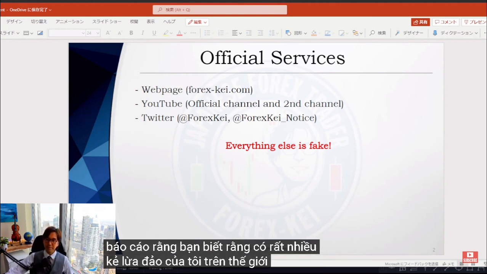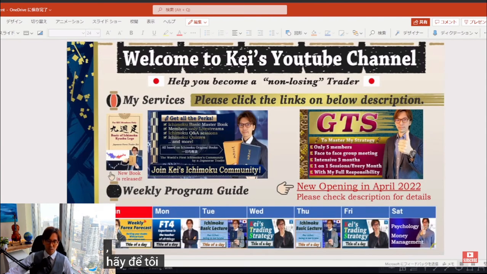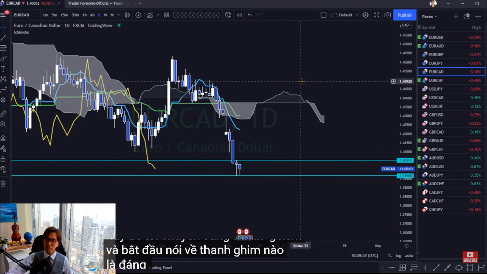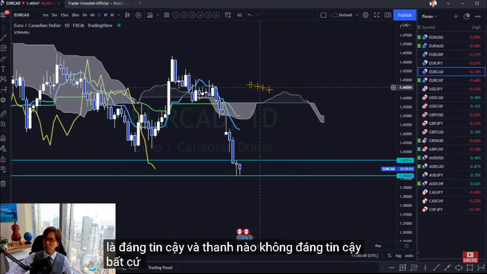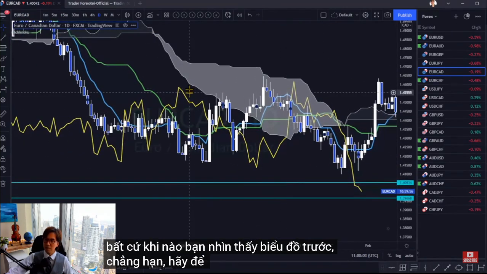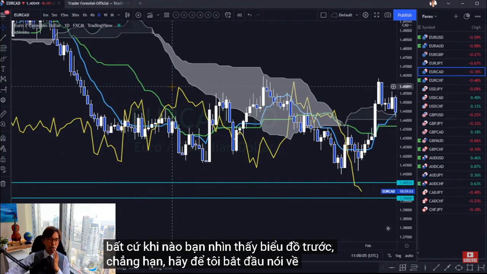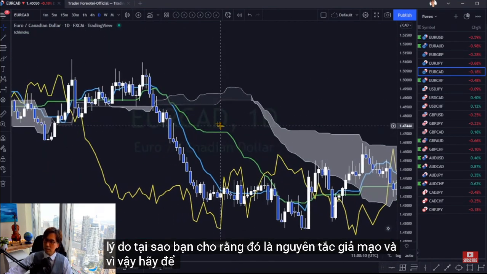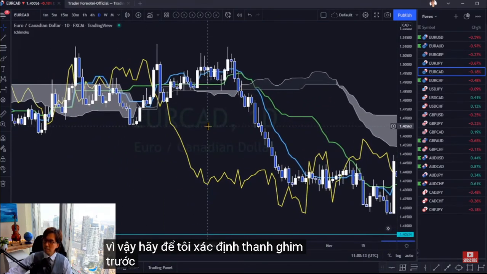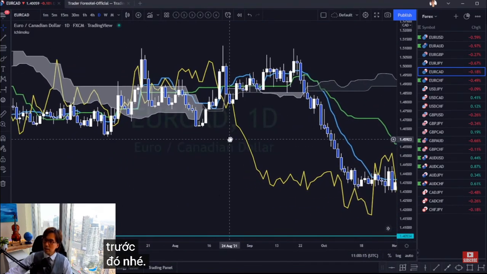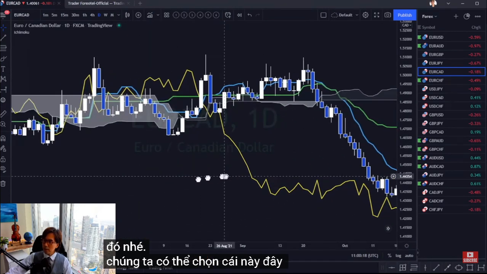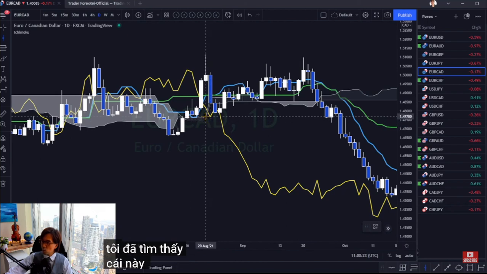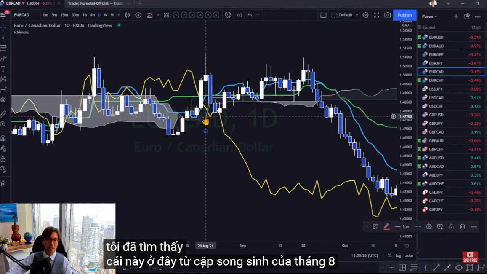Okay, so let me switch to TradingView and start to talk about which pin bar is reliable and which one's not. Whenever you see the previous chart, let me start to talk about why you think it's fake, first of all. Let me identify the pin bar previously. So we can maybe pick this one. This is Euro CAD, and I found the one here from the 20th of August last year.